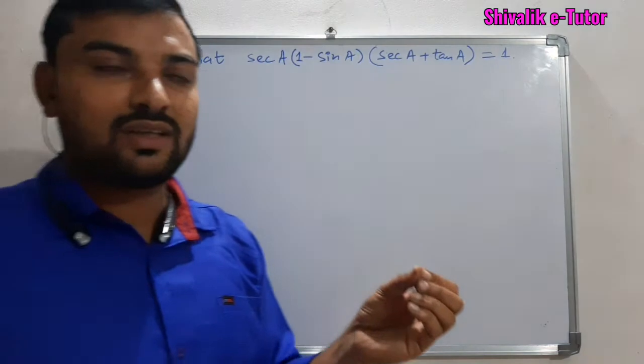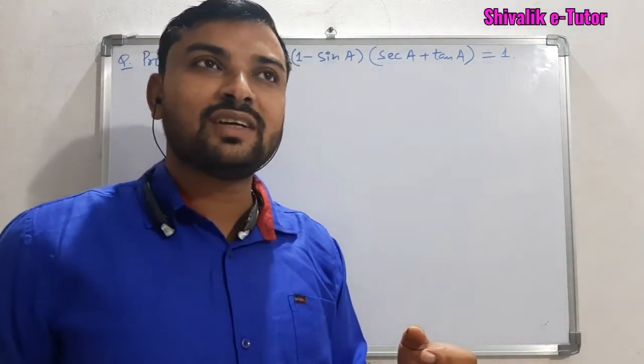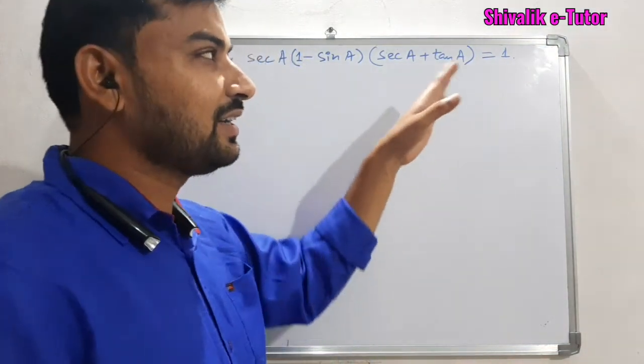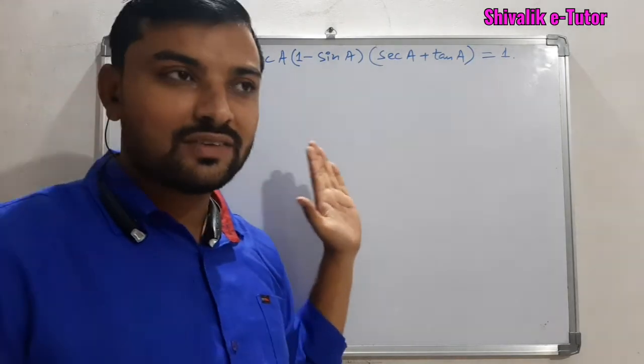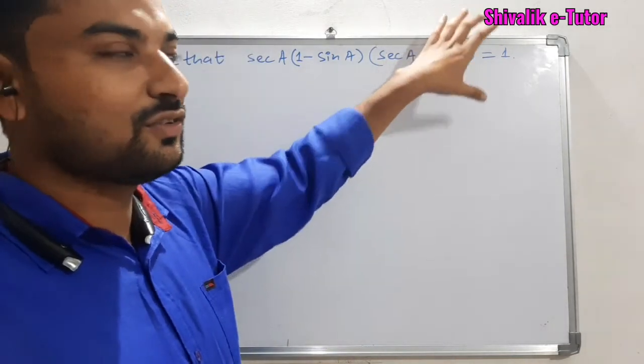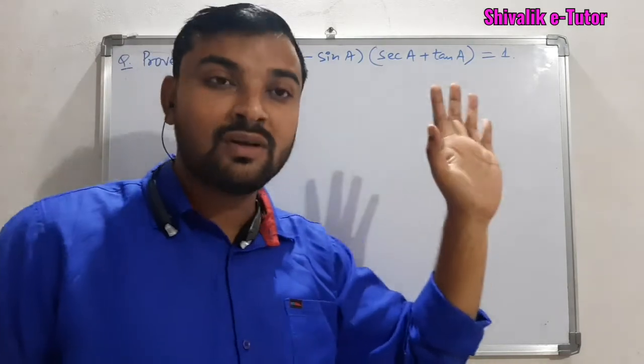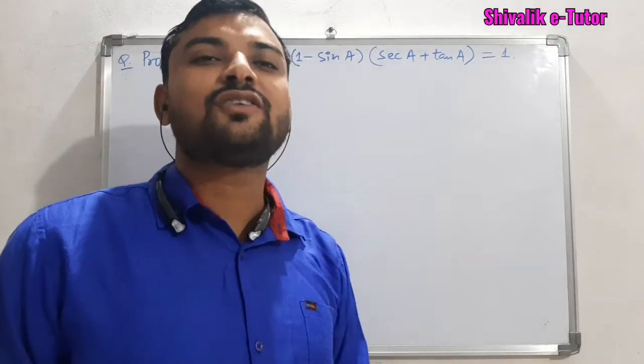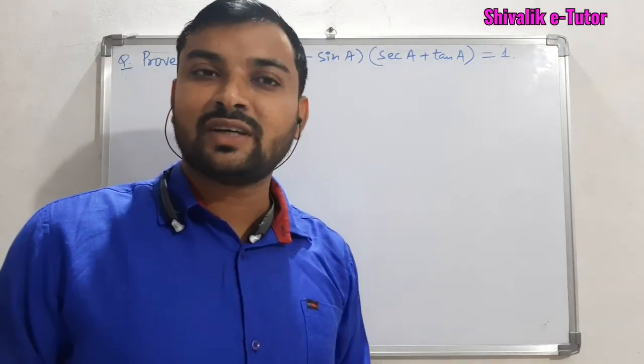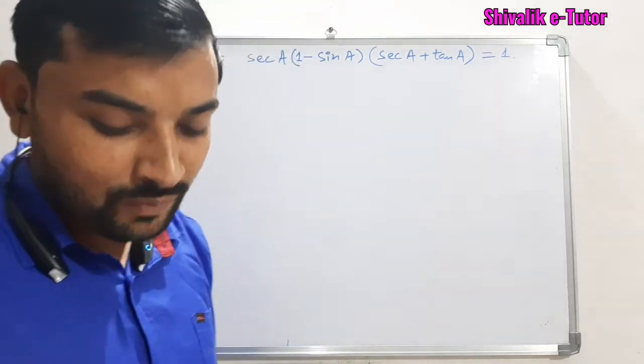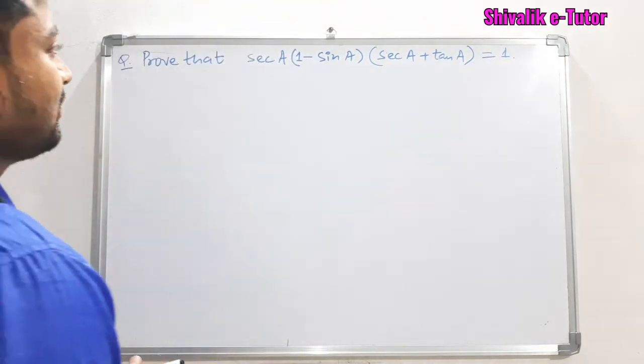Now, there might be one possibility that if we solve the RHS, we can come up to LHS. Here, in case of the numerical value, it's not possible, but in some questions it is possible. So wherever possible, we can use that method. So let us come to this question.